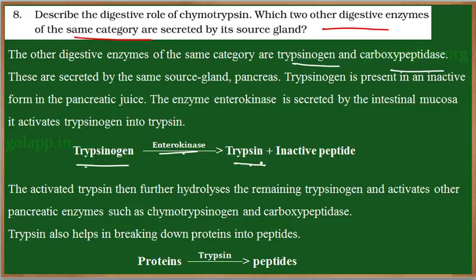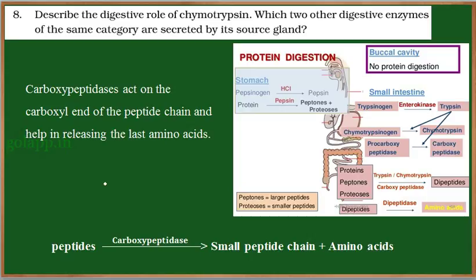Once the trypsin gets activated, it breaks the proteins into peptides. So the activated trypsin hydrolyzes, means it breaks the protein and converts it into peptides. Similarly, once the trypsin gets activated by enterokinase, it activates the other two enzymes: chymotrypsinogen, which we learned in the first part of the question, and procarboxypeptidase into carboxypeptidase. Once the carboxypeptidase gets activated, it acts upon the carboxyl end of the peptide.